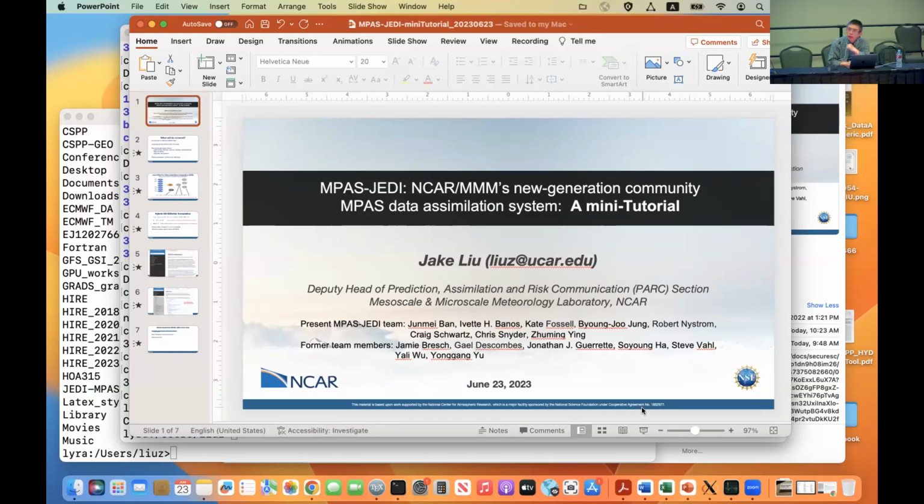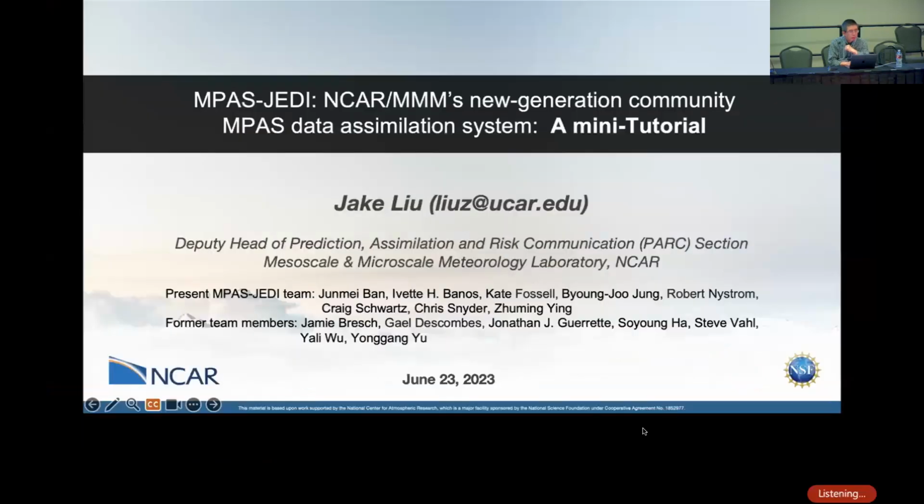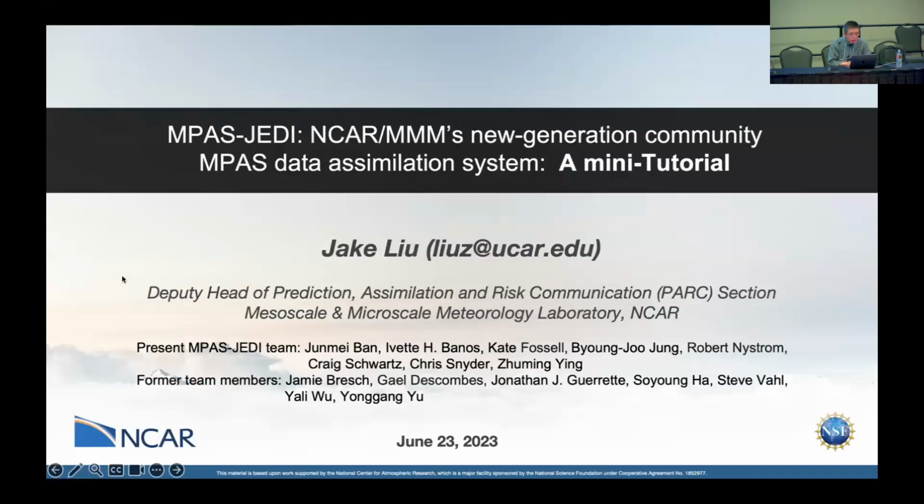Okay, it seems like we still have a good number of people left after the model part. Hopefully online people can hear me okay. So my name is Jake Liu. I'm the deputy head of the prediction and assimilation and risk communication section at our lab, NCAR lab. Bill and Mike are on the modeling side of the two sections. We work very closely.